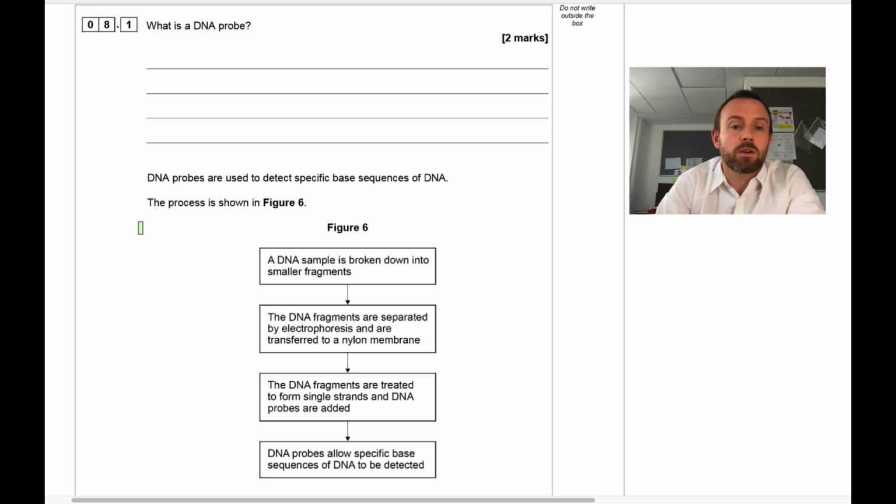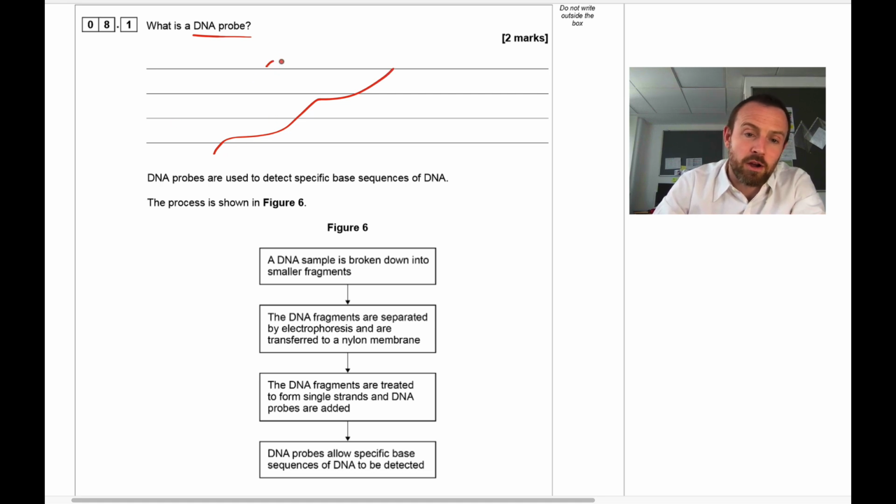Okay, on to question 8. What is a DNA probe? So a DNA probe is a single-stranded piece of DNA that can bind to a target sequence through complementary base pairings. I think that's what I would say. So this can bind over here, and I would add the DNA probe is normally labeled in some way, such as with fluorescence or radioactivity.